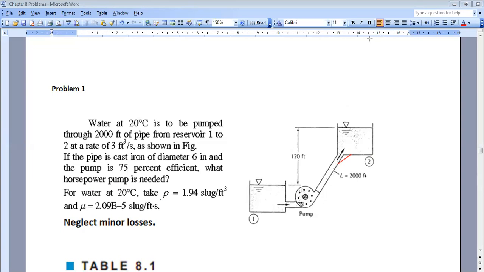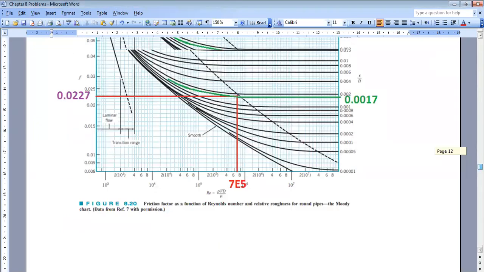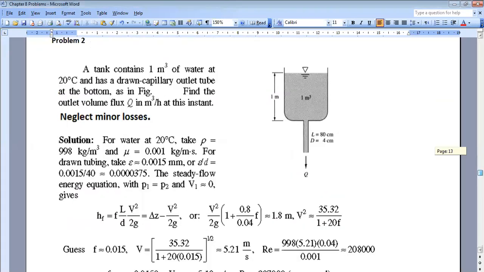Any other question on this problem? Okay, so let us continue with the problem. Another problem. A tank contains 1 meter cube of water at 20 degrees and has a drawn capillary outlet tube at the bottom as shown in the figure.